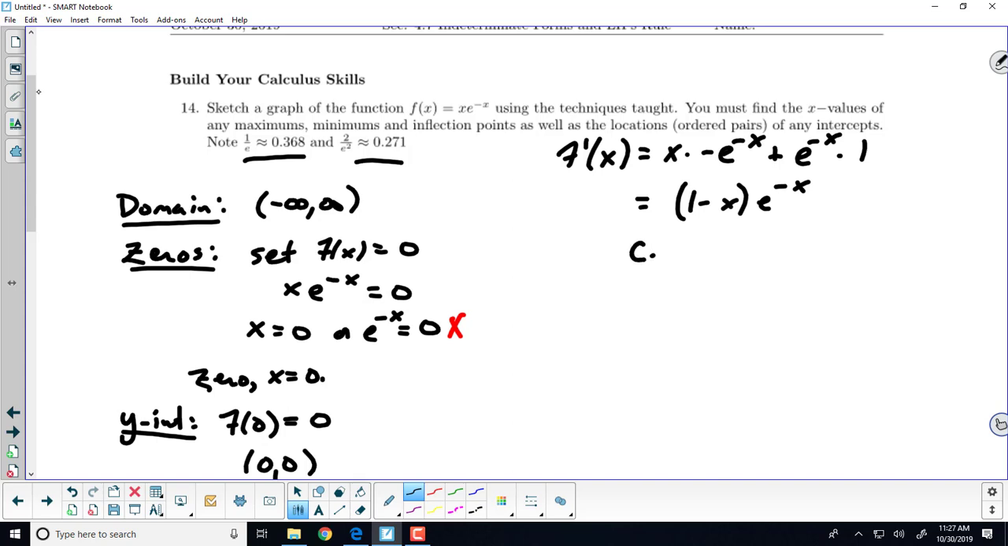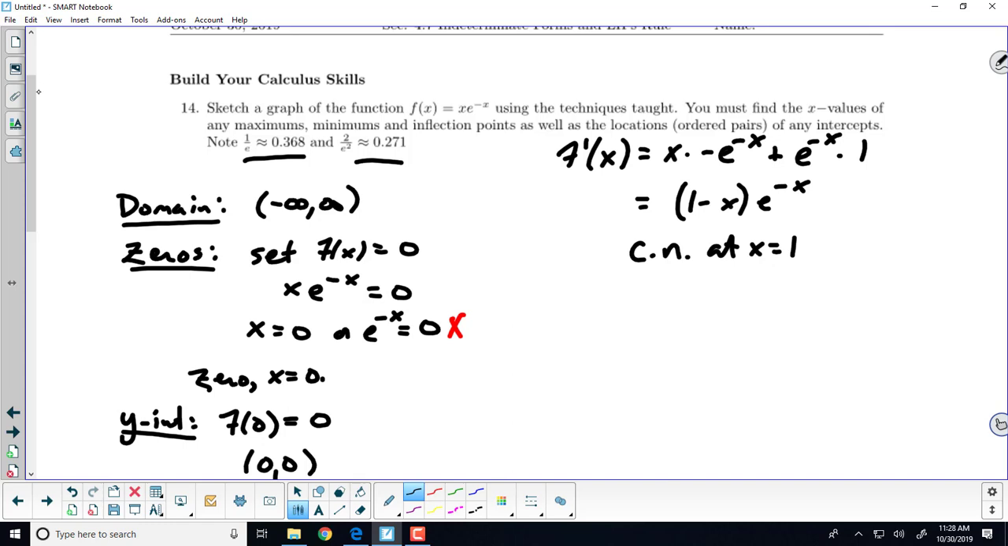So we get a critical number where? At x equals 1. That's the time when the derivative is 0. Okay, the derivative is always defined. That was the first derivative. Any questions on that? I did that a little bit fast. I did the product rule and factored out e to the minus x. Everyone okay with that?